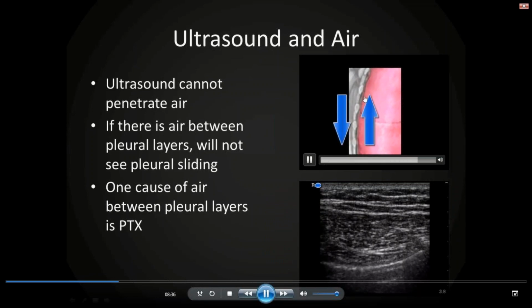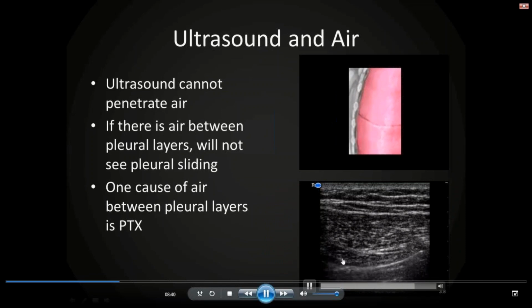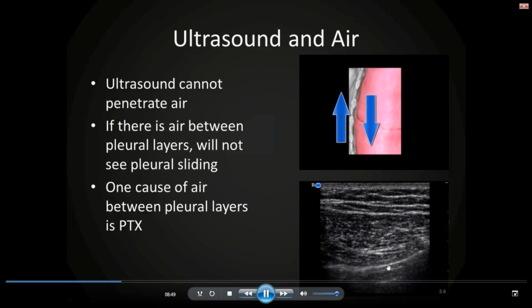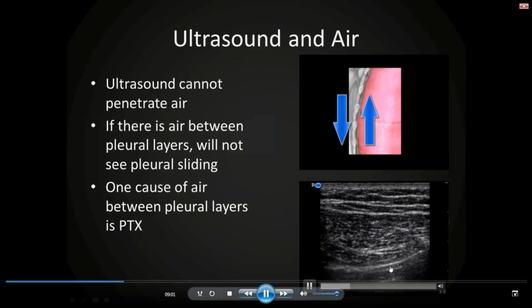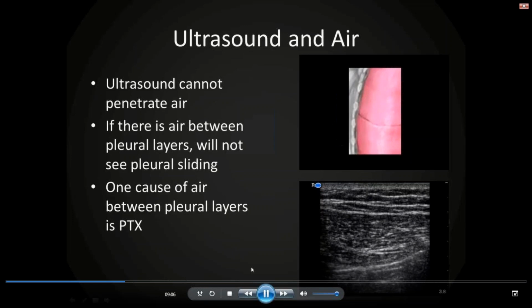As we see movement back and forth represented by the sliding lung sign and depicted here, we cannot tell that they're sliding if there is air between the pleural layers, because ultrasound doesn't penetrate through the air effectively. That way we only see the outside layer and not both the visceral and parietal, so there's no movement back and forth. Therefore, if you have a sliding lung sign, there cannot be a pneumothorax here in general.